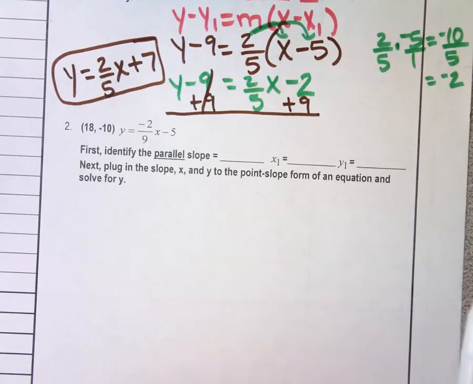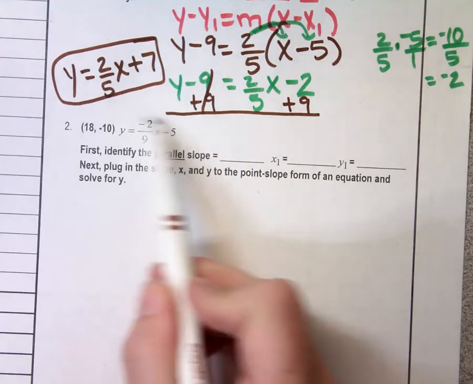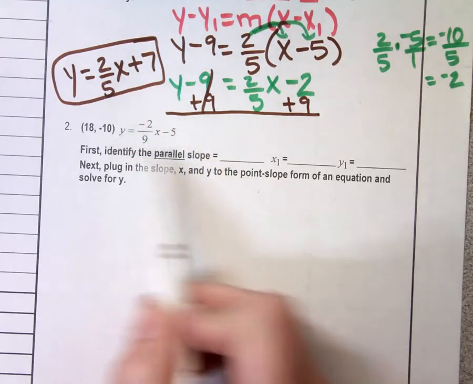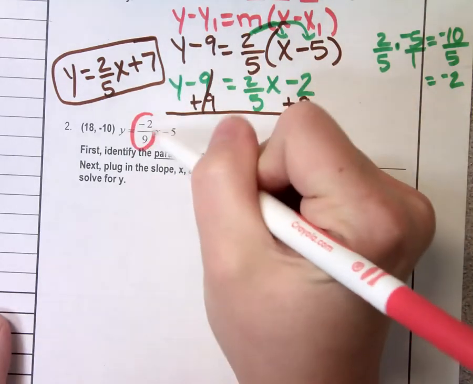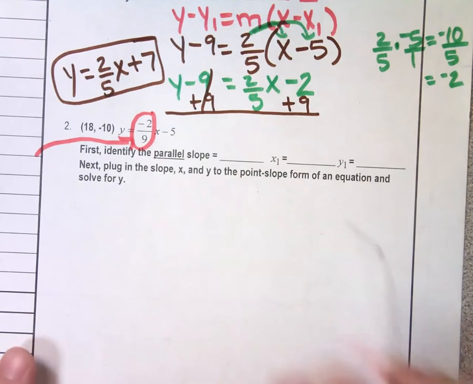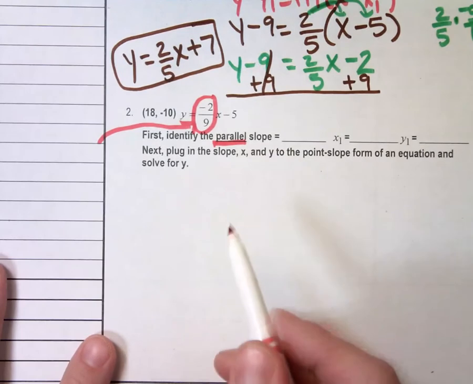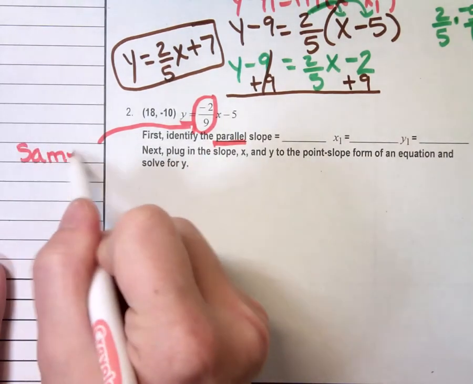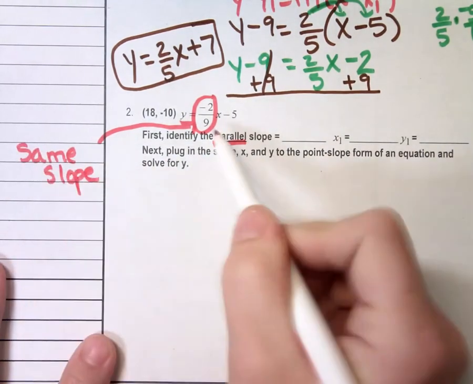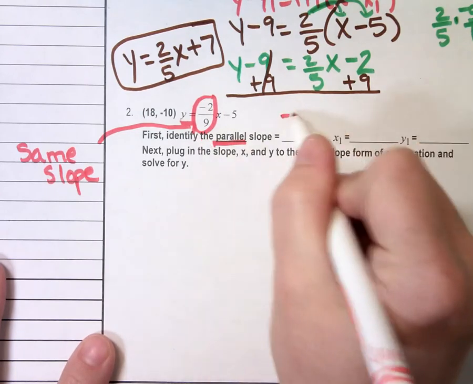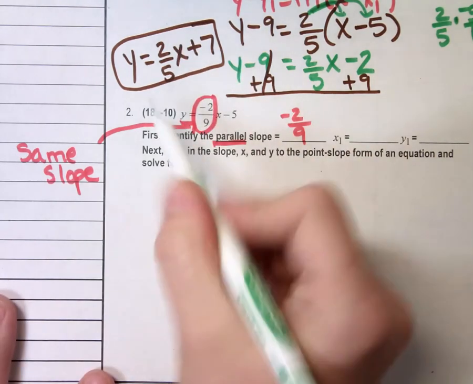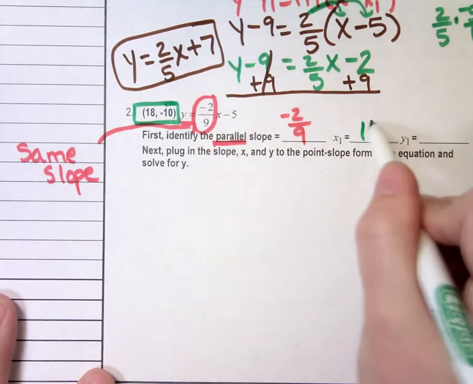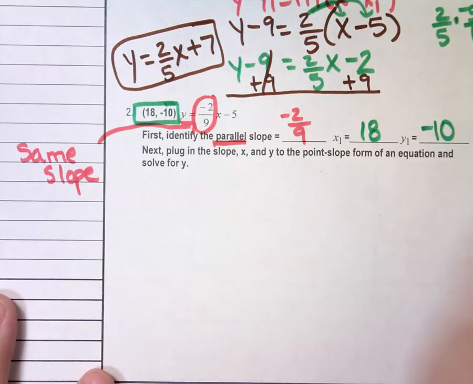Okay, next one. I want to be parallel to this equation right here. So what is the slope of this equation? -2/9. If I want to be parallel, do I want the same slope or the opposite reciprocal? I want the same slope. Parallel lines have same slope. So if this line has a slope of -2/9, I want my parallel slope to be -2/9. And then this is the point I'm going to take it through. 18 is the x-coordinate, -10 is the y-coordinate.